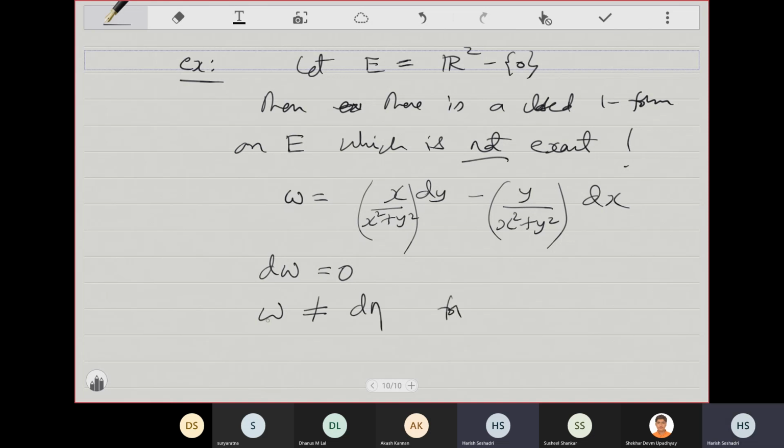Now, omega is a one form. So eta, if at all it is d eta, should be a 0 form. In other words, a function, for any C2 function f from R2 minus 0 to R.